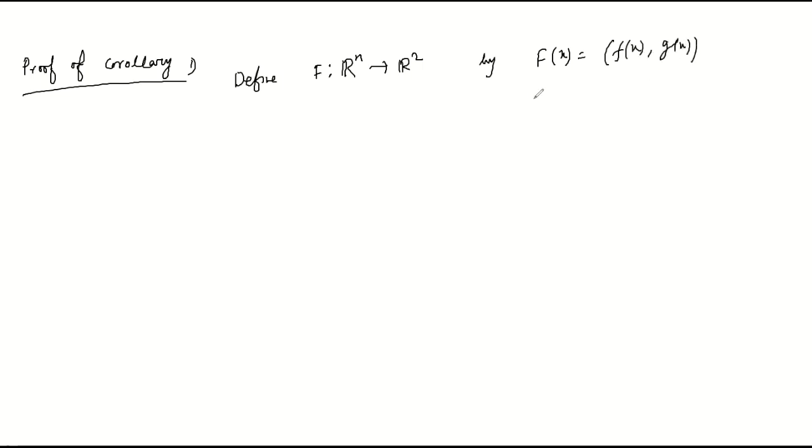Then, by the fact that f and g are differentiable at a, every component of capital F is differentiable at the point a, so F is also differentiable at a. So this exists, and the derivative of capital F at the point a is given by (df at a, dg at a).